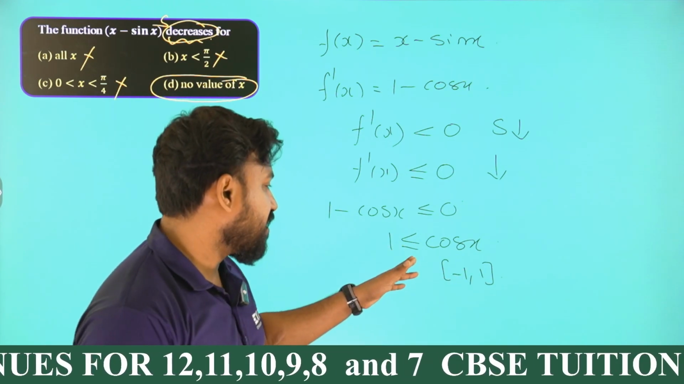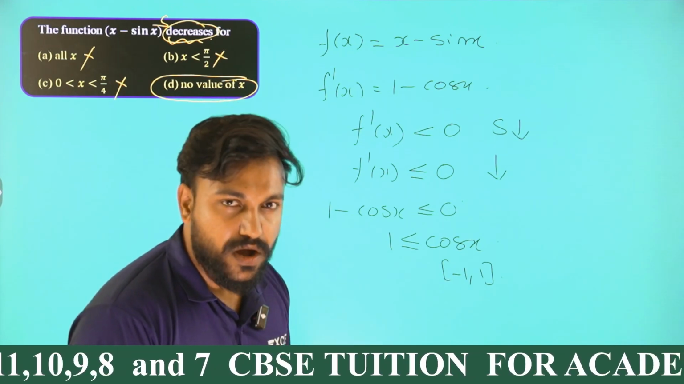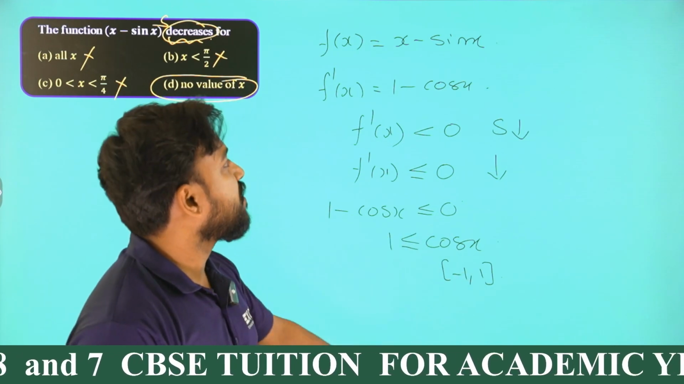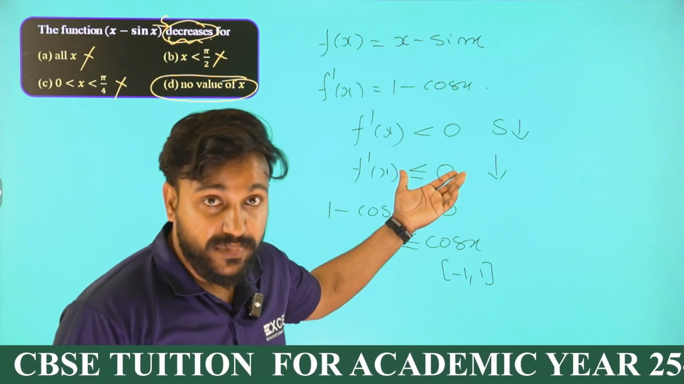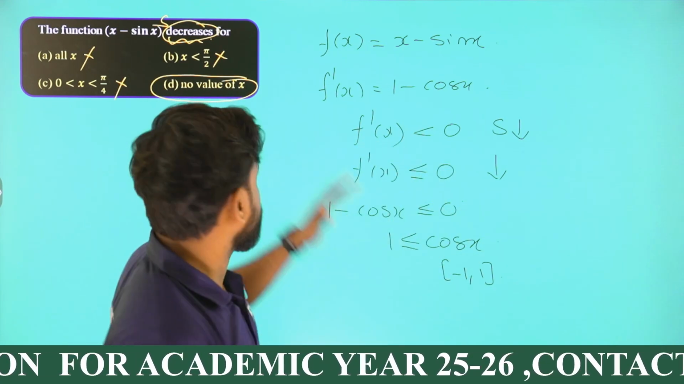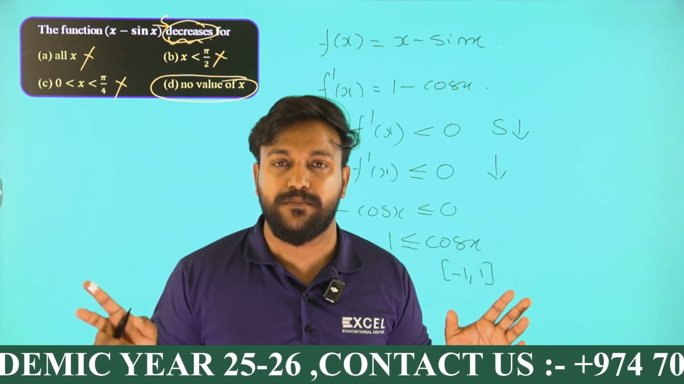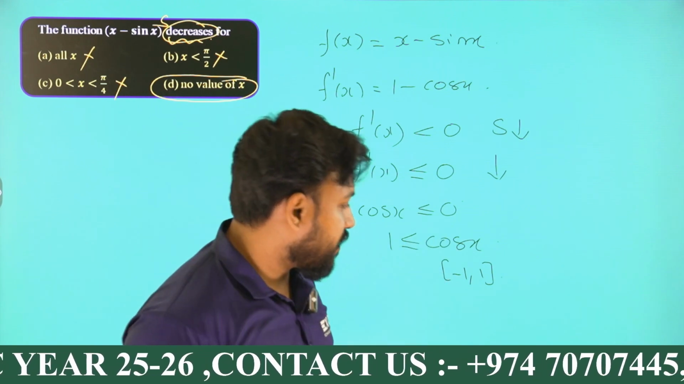So 1 less than or equal to cos x is an impossible inequality. So this inequality will not exist. Therefore f dash of x will not become less than 0. If f dash of x becomes less than 0, then only you will get a decreasing function. So it's not possible. For any value of x, this function will not become decreasing. It will be any other case.